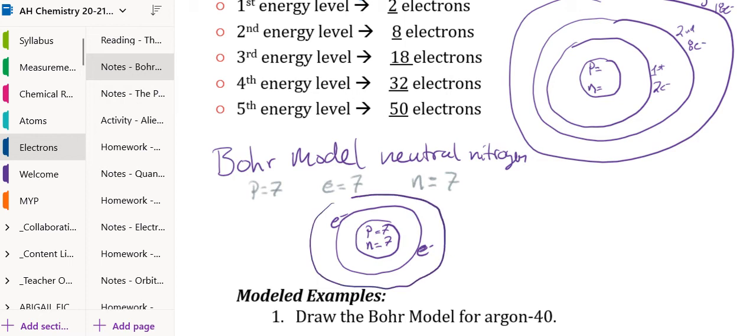Now here's where kids will make mistakes. They get working too quickly. They'll draw the second energy level and then they'll think 8, which is true, the second energy level can hold 8 electrons, but for nitrogen, are there 8 electrons in the second energy level? How many are there? 5. So we've already accounted for 2 of them, right?